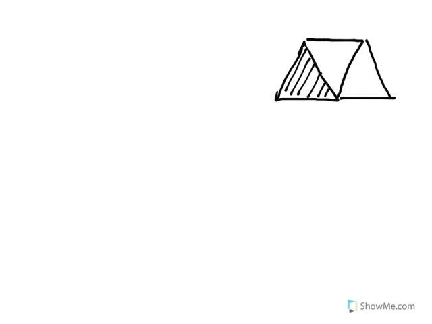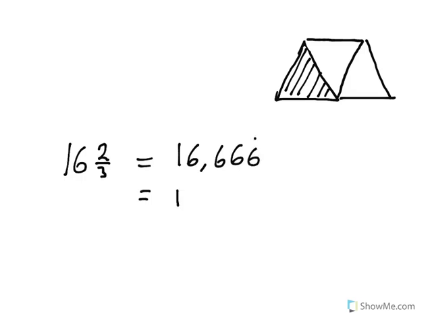What if it was 16 2/3%? If this shaded one was the same as 16 2/3%, well, we have to work out what that is as a fraction, and we should recognize now that 16 2/3% is the same as 16.66666 recurring, which is the same as 1/6, if this is the percentage. 1/6, we can work it out.